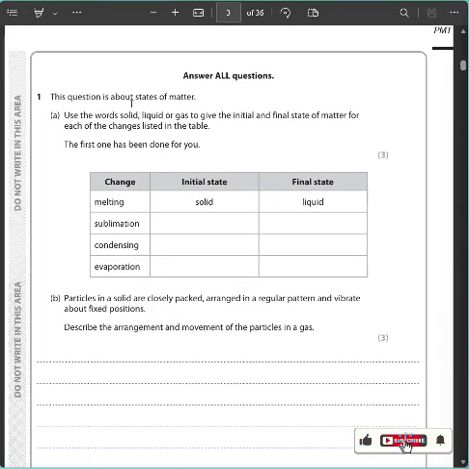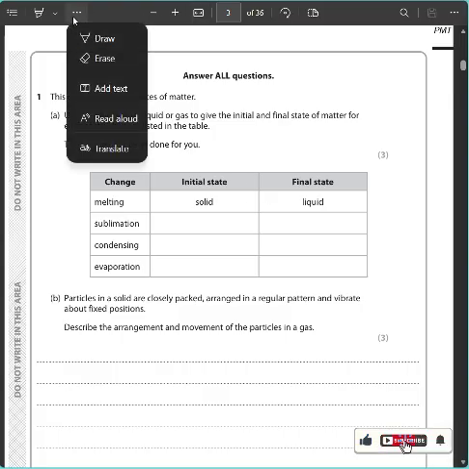Okay, the first question. This question is about states of matter. Use the words solid, liquid, or gas to give the initial and final state of matter for each of the changes listed in the table. The first one has been done for you. Melting: the initial state will be solid and the final state liquid.